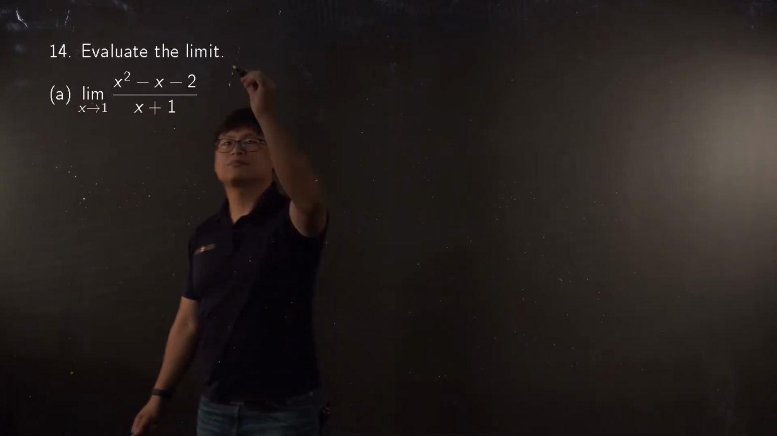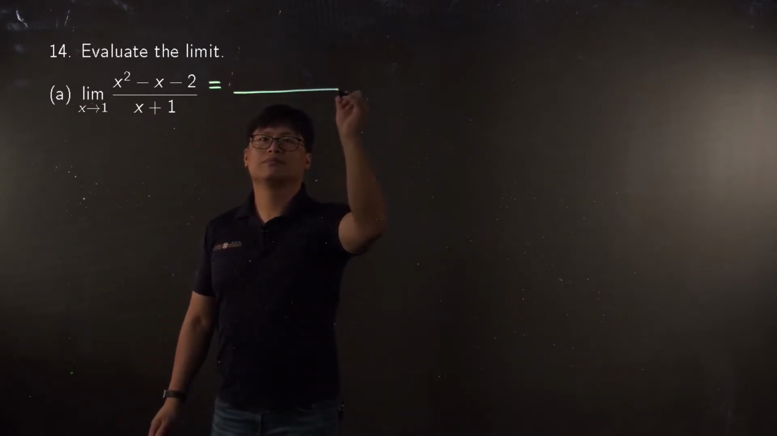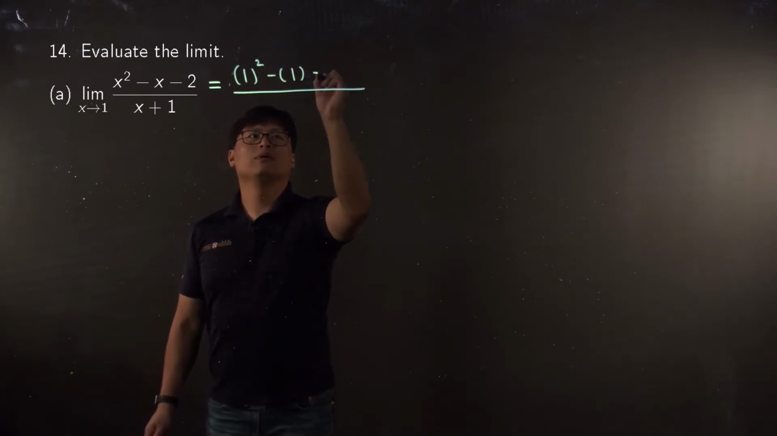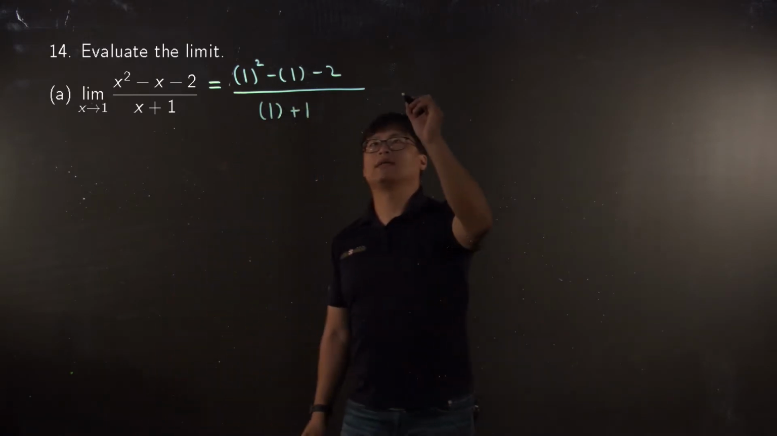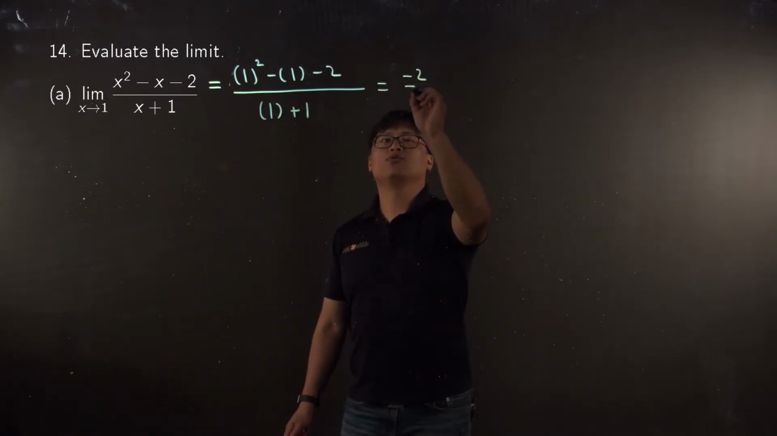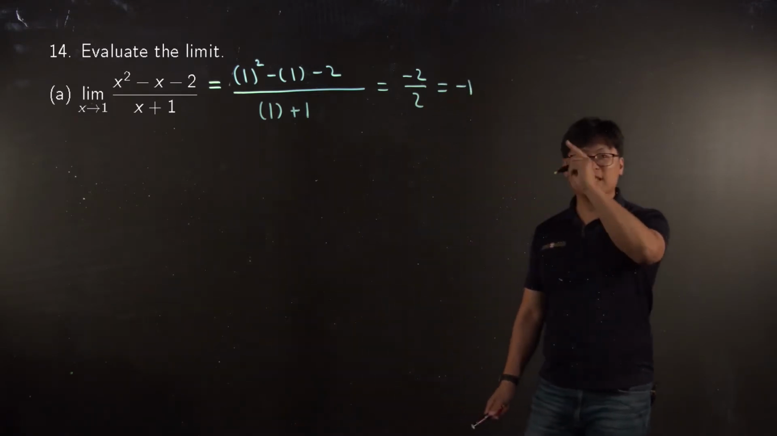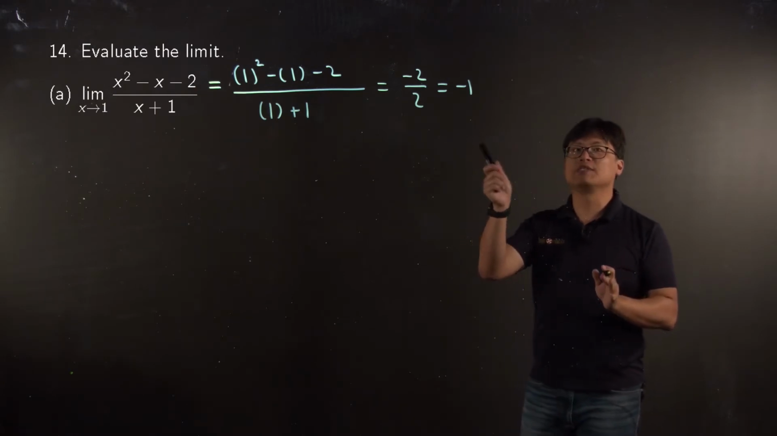What is that? By plugging in, 1 squared minus 1 minus 2 over 1 plus 1. Oh, what is that? That is negative 2 over 2, which is negative 1. That's it. So for this problem, this is the answer. Done, because your function is continuous at x equals 1.